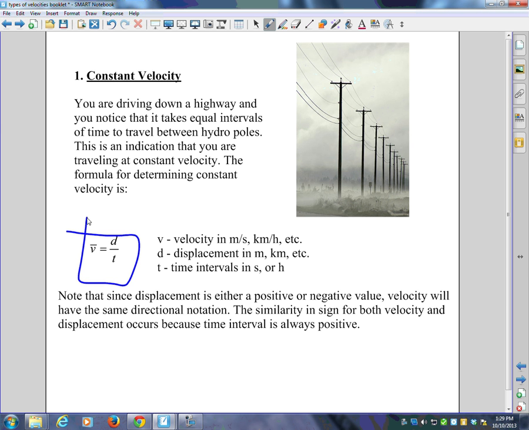Where v is the velocity, it could be in meters per second, it could be in kilometers per hour. d is the displacement, it could be in meters or kilometers. And t is time intervals, likely seconds or hours. Note that since displacement is either a positive or negative value, velocity will have the same directional notation. Okay, so if the displacement is negative, the velocity that goes with that will also be negative. The similarity in sign for both velocity and displacement occurs because the time interval is always positive, and time isn't necessarily a vector, it's in fact a scalar, it doesn't have a direction, does it?